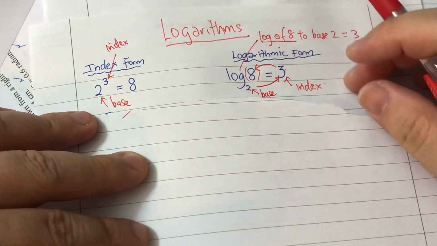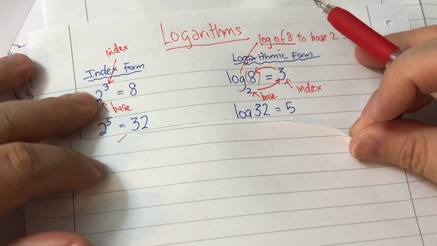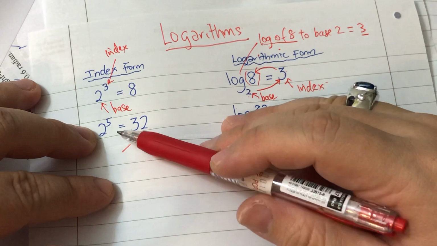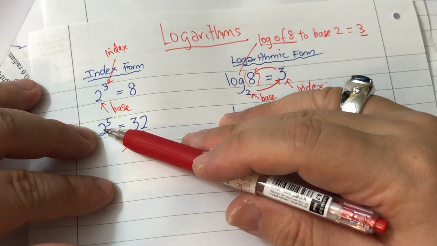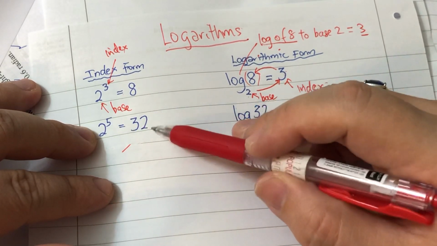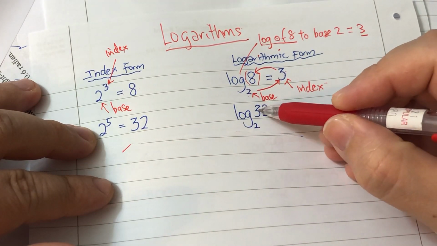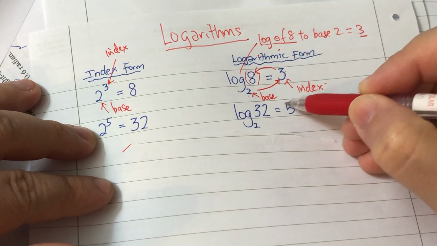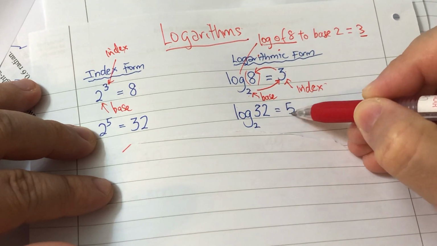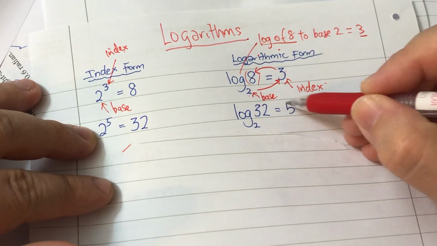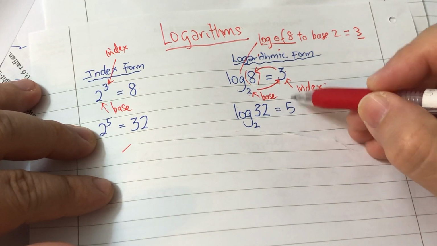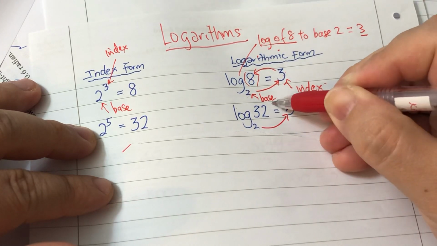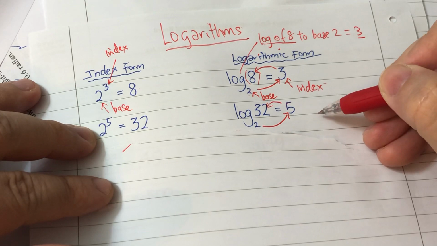Now let's do another example, just to get you familiarized with this. Now, 2 to the power of 5, we know is 32. How do I write it in logarithmic form? You write log, the argument will be the answer. Log of 32 to base 2 is equals to 5. This 5 is the index. That means for this logarithm, the answer is the index. So another way to interpret it is: 2 to the power of what is equals to 32? The answer is 5.